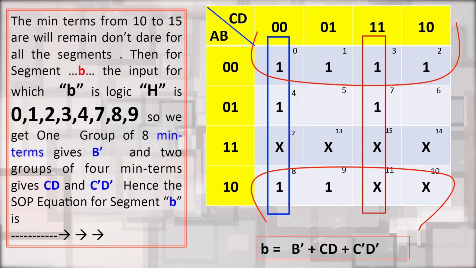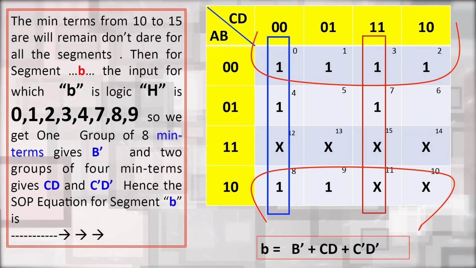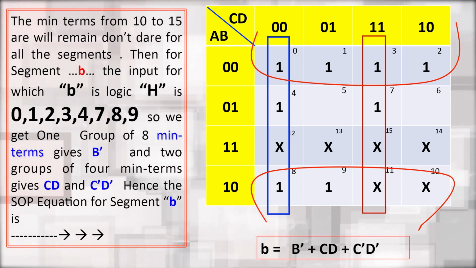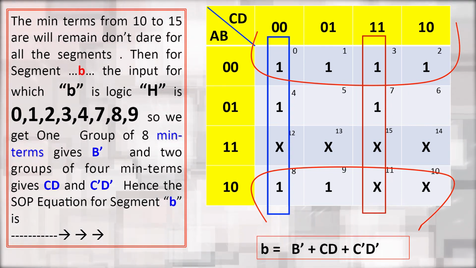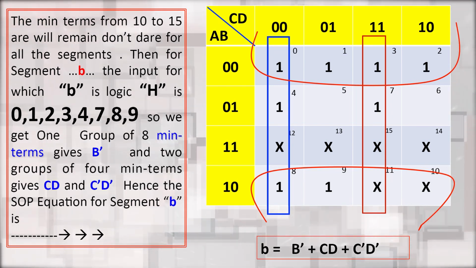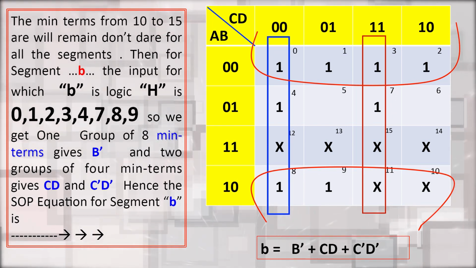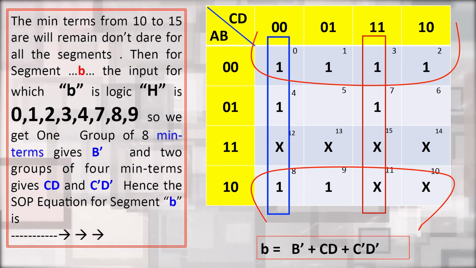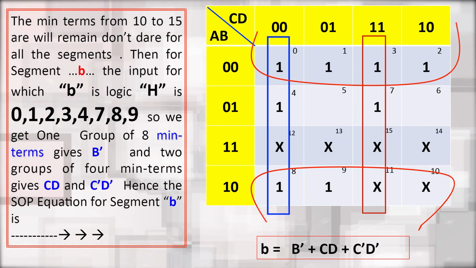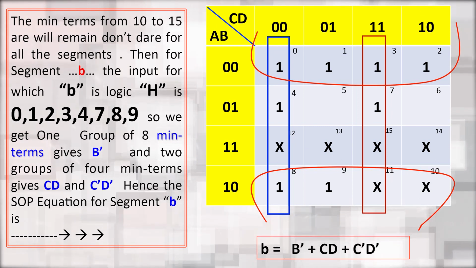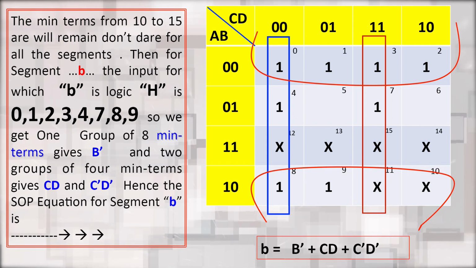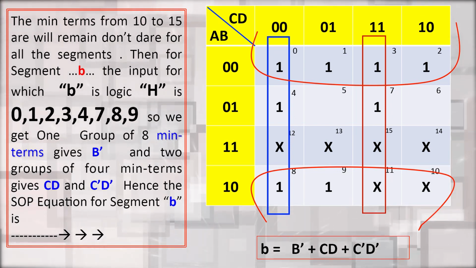Then for segment b, the inputs for which b is logic high are 0, 1, 2, 3, 4, 7, 8, 9. So, we get one group of 8 min terms, that gives B bar, and 2 groups of 4 min terms, that gives C bar D bar and C D. Hence, the SOP equation for segment b is b equals B bar plus C bar D bar plus C D.